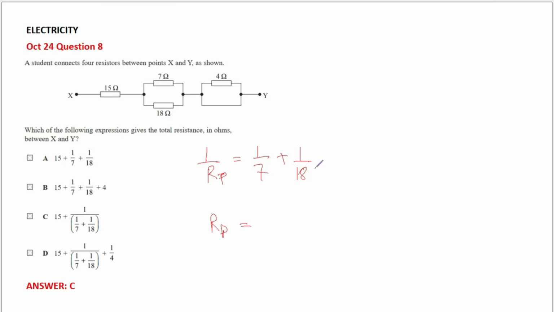What you have to do is you have to make the inverse of this expression, right? So 1 by this whole part, 1 by 7 plus 1 by 18. So this is my RP, and this bit is in series with this part. So RT would be 15 plus this part. And this looks like C. That's why the answer is C.